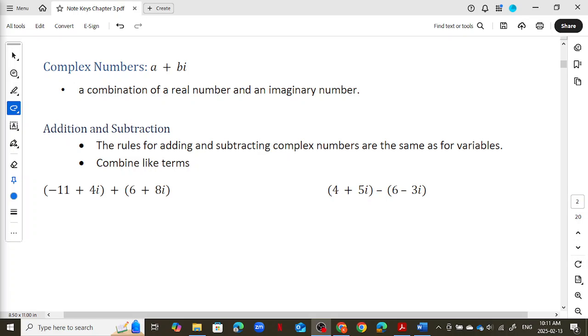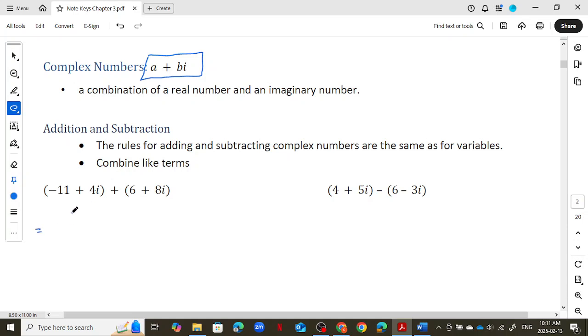This next video is going to teach us how to deal algebraically with i. First things first: when we have an i, we call this the complex number system. It's a combination of a real number and an imaginary number, and you always want to write the real number first, plus the imaginary number. So when you're adding and subtracting, it is literally just like making the i an x.